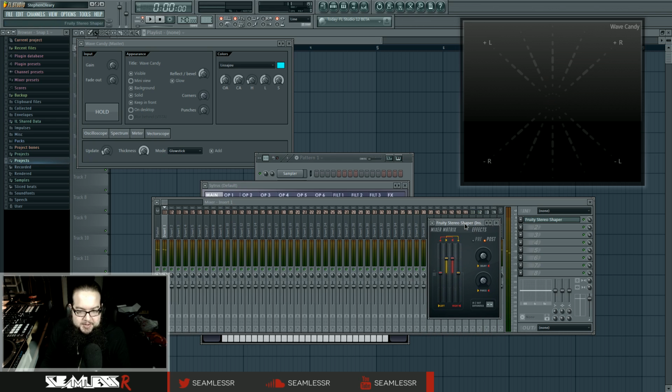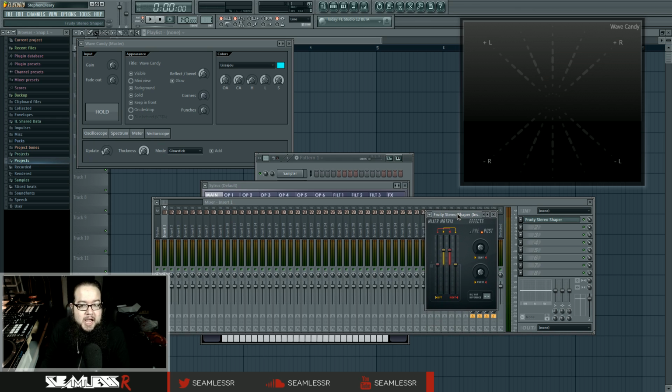The stereo shaper here, this plugin, accomplishes shaping the stereo in various different ways. I have this here because this is pretty handy for either creating stereo from something that's not stereo, or controlling the stereo of something that is. Sometimes it can get kind of a little intense.